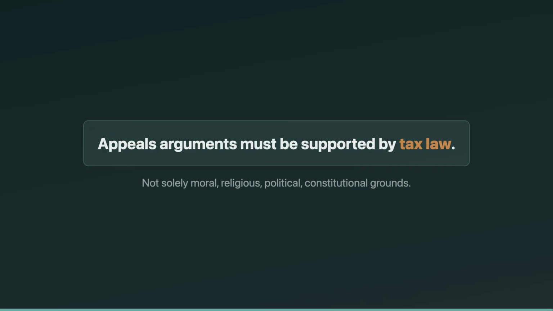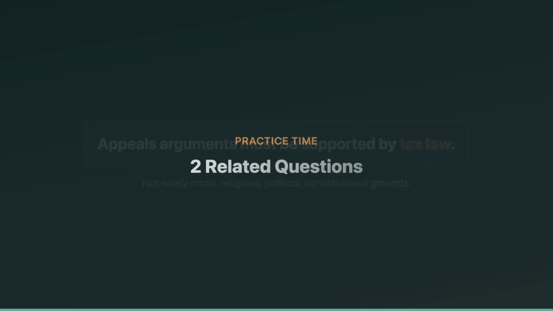Finally, what makes a valid appeal argument? It must be grounded in tax law, facts, statutes, regs, and how the IRS applied them. You can't appeal based only on moral, religious, political, constitutional, or similar objections. The IRS hears a lot of those. The exam will test this as a not a valid basis question. If it's not law-based, it's not appeals-based.